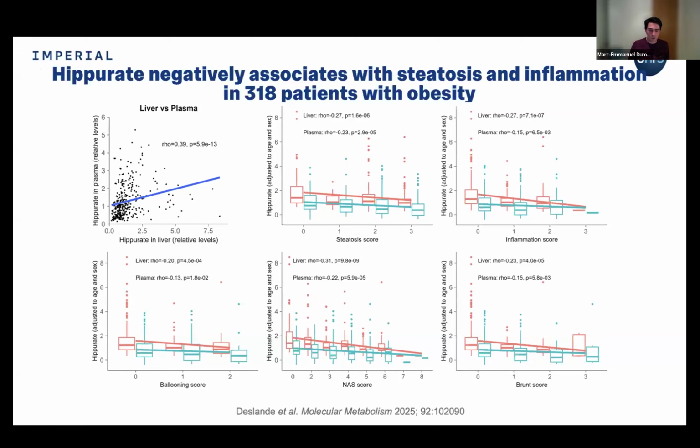And here, thanks to François Patou in Lille and his ABOS study, we were fortunate enough to look into plasma and liver levels of hippurate. Not only can you see that the plasma levels are a significant correlation, but you can see there's quite a lot of spread. It is a good estimate, a good proxy of liver hippurate. And when you look at how liver and plasma hippurate associate with the different components of the NAFLD score, you can see that it is negatively associated with steatosis, with inflammation, with ballooning, with fibrosis, and with the NAS score itself. So it tends to say that, at least in terms of association, hippurate tends to be good news when it comes to fatty liver disease.